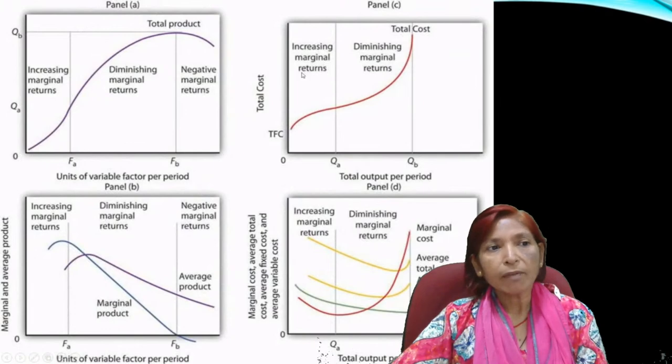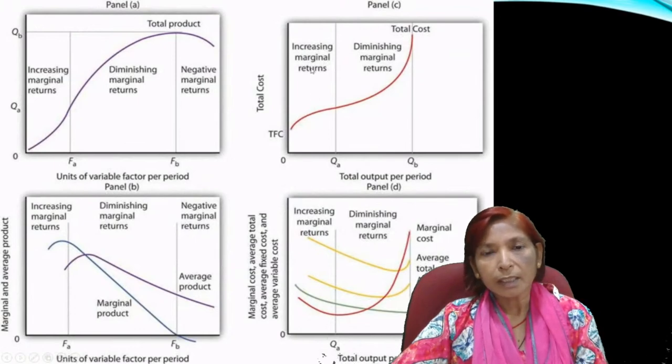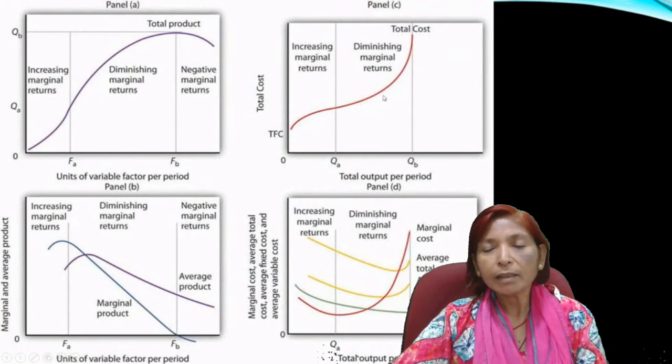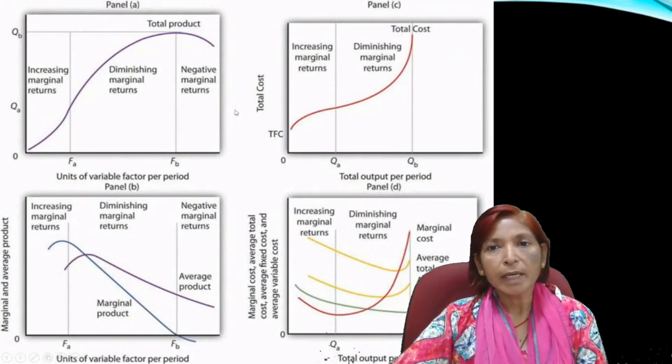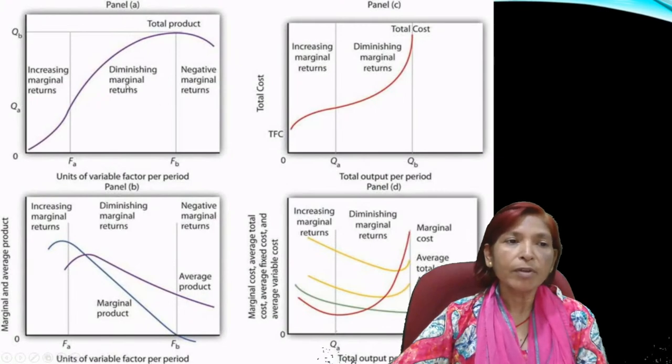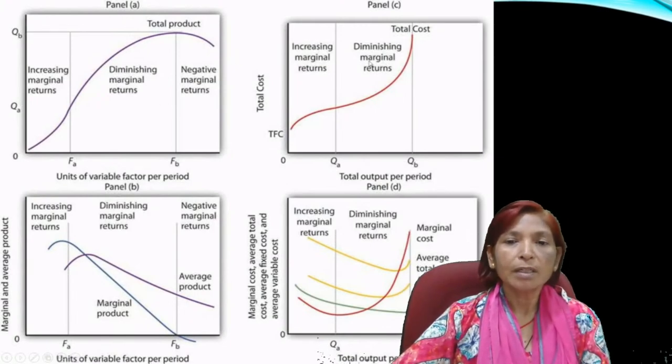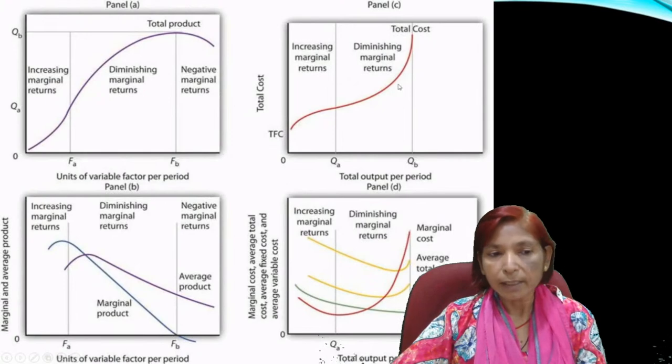So in the beginning, when the increasing returns law is applicable, then with increasing marginal return, cost will decline. After that, cost will start rising. So there are 3 stages of production: increasing return, diminishing return, and negative return. Same as total cost, in the beginning with increasing marginal return, cost will decline, and at the time of diminishing marginal return, cost will start rising.